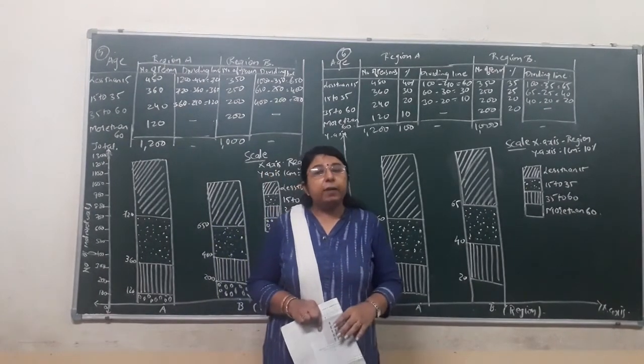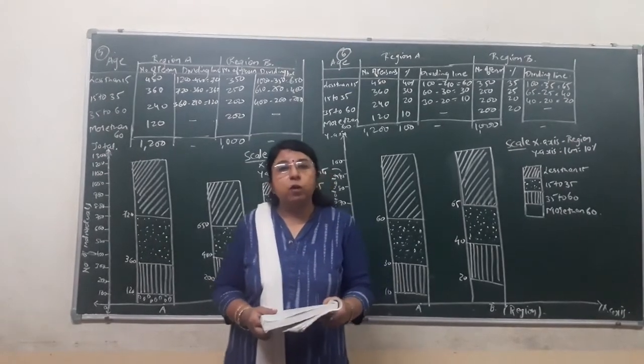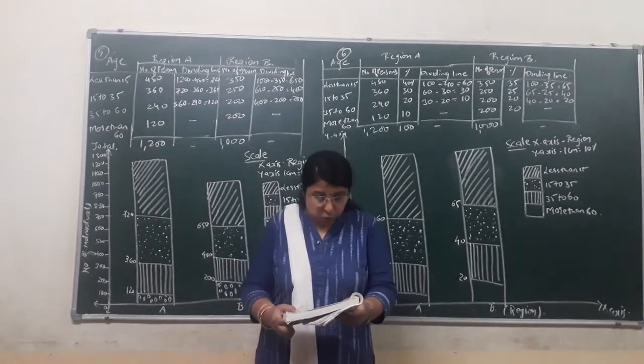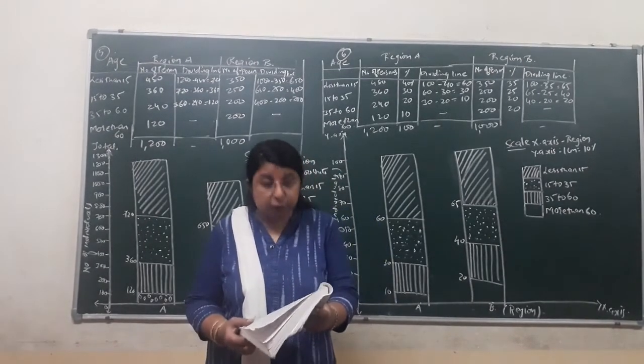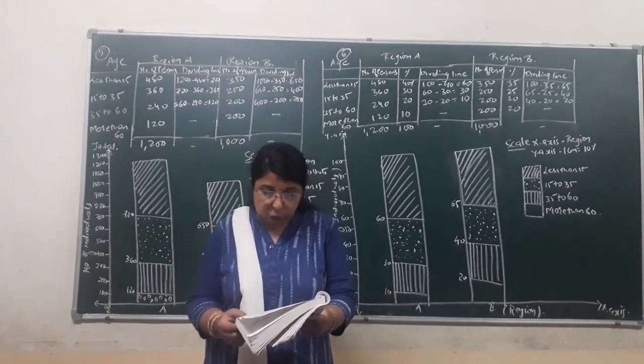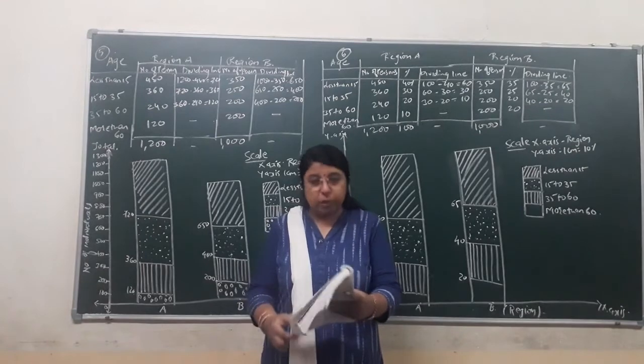So for that I am taking question number 5 of exercise 2.3 of your textbook, that is on page number 55. Okay. So let us read the question first of all. Information regarding the age of persons living in two different regions is as under. Present it by using an appropriate diagram.